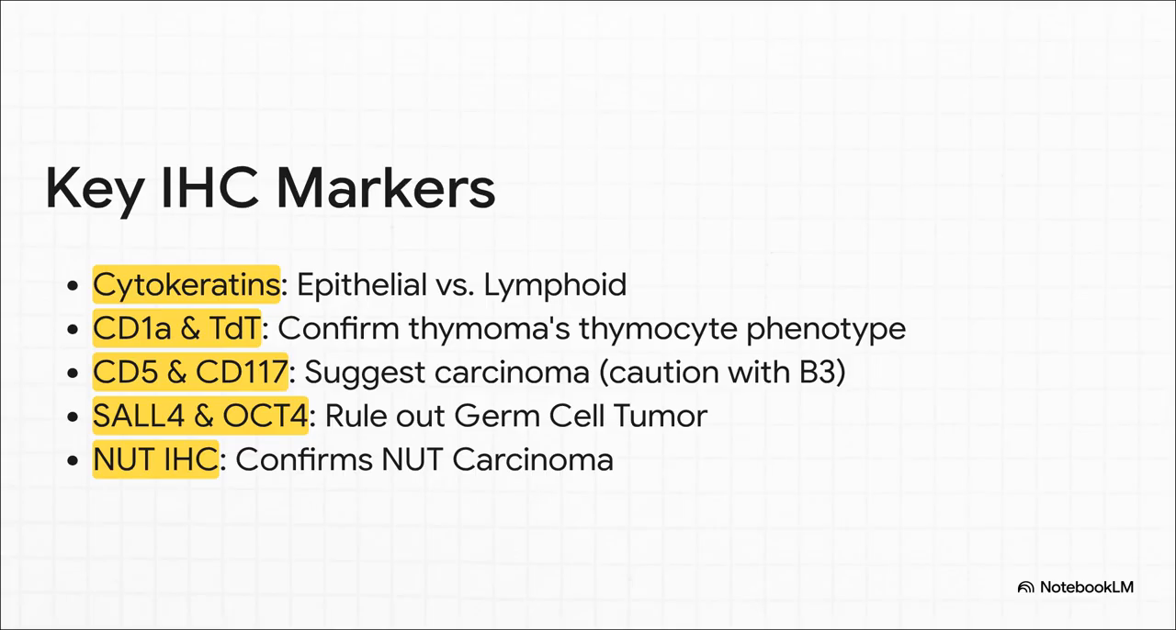So, for instance, you're staring at a sea of lymphocytes and you're thinking, is this a thymoma or a lymphoma? A cytokeratin stain will light up those epithelial cells and give you your answer. CD1a and TdT are fantastic for proving that the lymphocytes are immature thymocytes, a hallmark of thymoma. If you're thinking carcinoma, CD5 and CD117 can be helpful. But be careful, some type B3 thymomas can be positive, so you have to interpret with caution. And for those really tough cases, something like SALL4 can help you rule out a germ cell tumor, while NUT IHC is the one and only test to confirm NUT carcinoma.